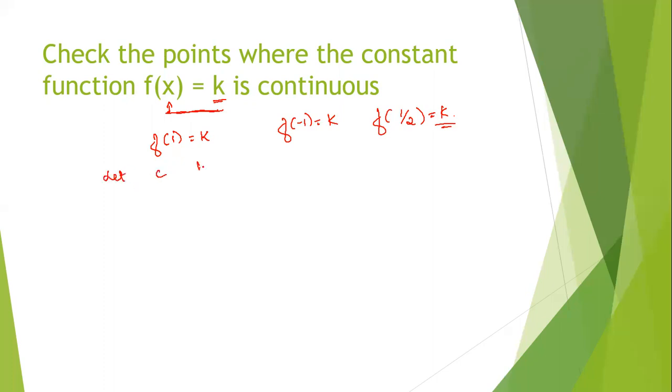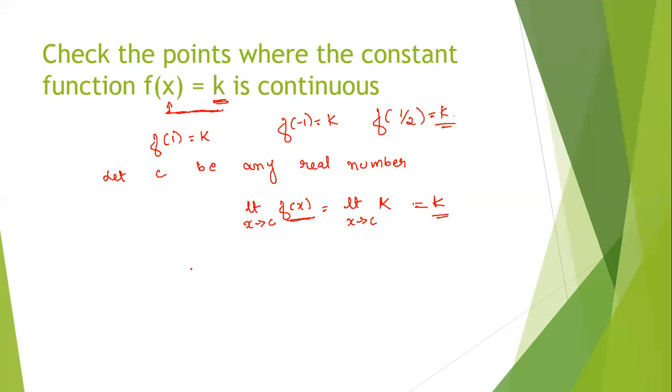So let's take any real number. If I take c as my real number, then what do I get? Limit x tending to c f of x will be limit x tending to c. See, whatever it may be, the functional value is what? It is equal to k, correct? It is fixed. So if I take f of c, then also it is equal to k, correct? It is fixed, right? So this will be nothing but k.